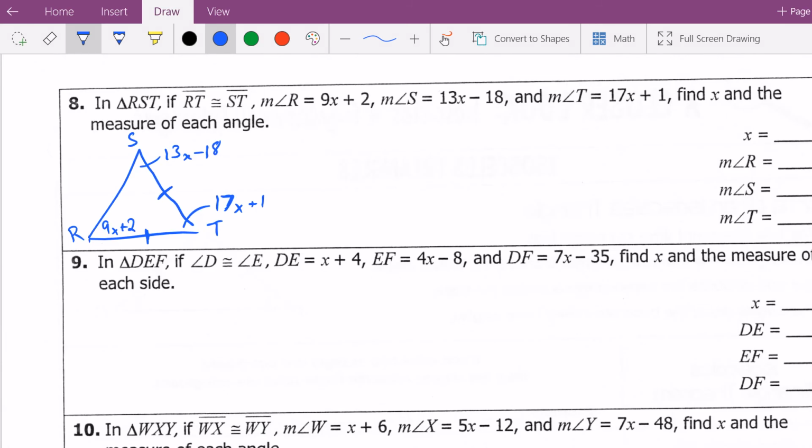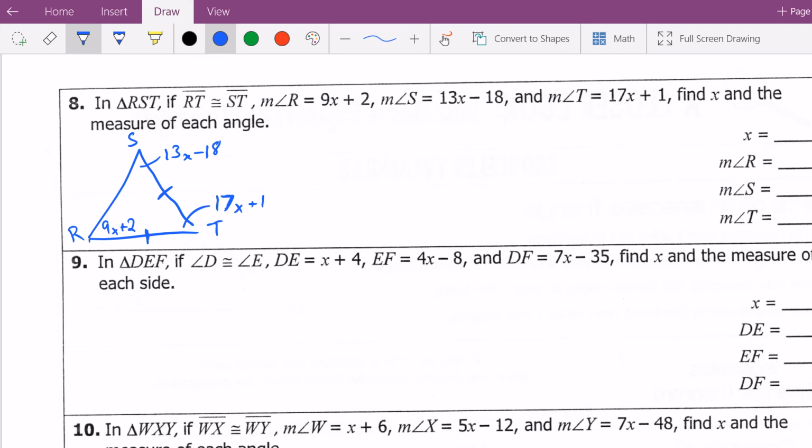Number 8, it says in triangle RST, segment RT is congruent to segment ST. Measure of angle R is 9x plus 2. Measure of angle S is 13x minus 18. And measure of angle T is 17x plus 1. Find x and then find the measure of each angle.